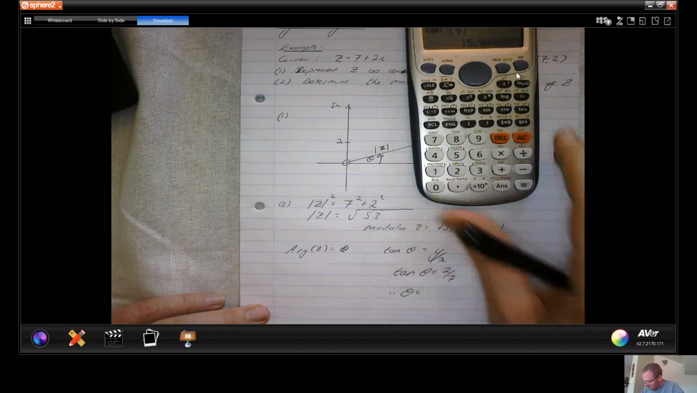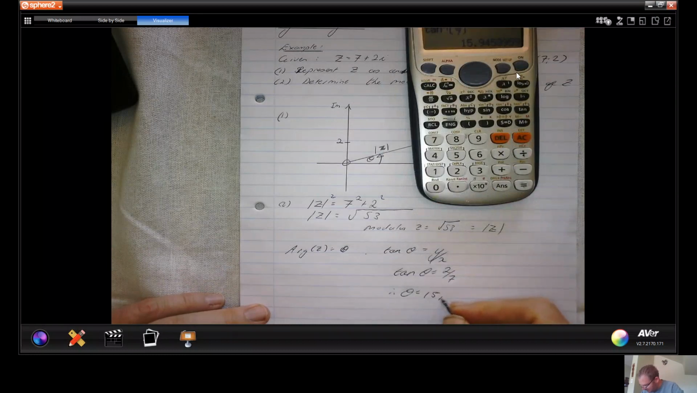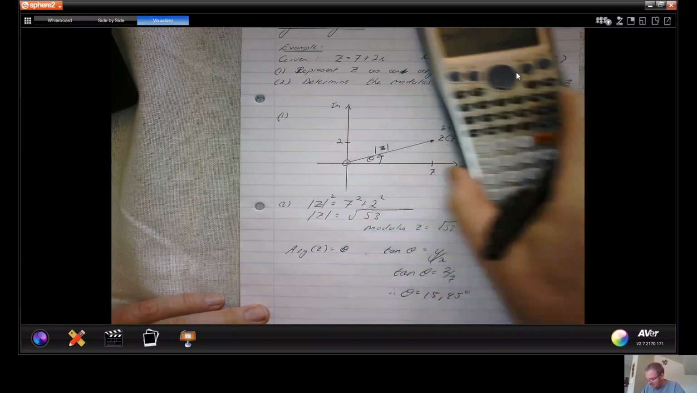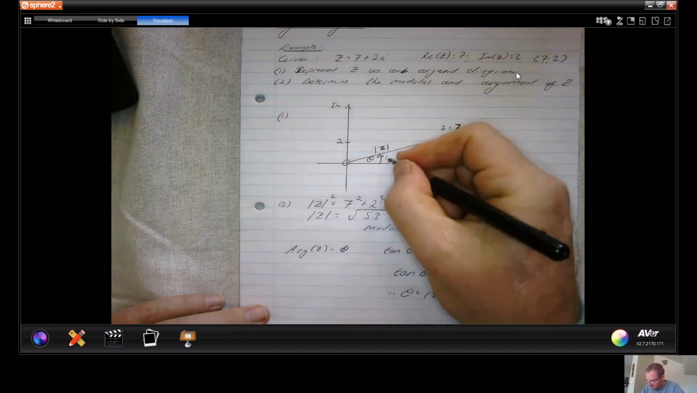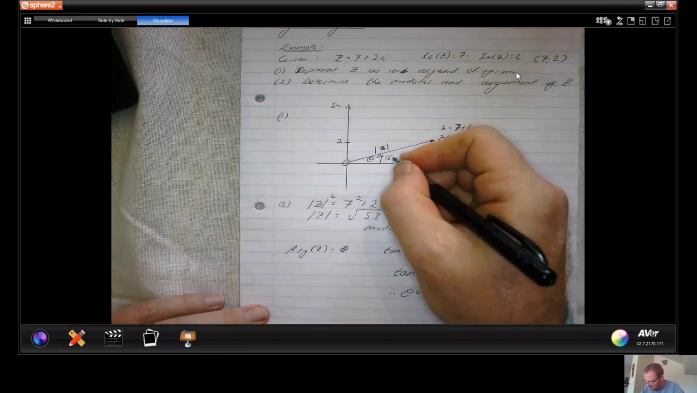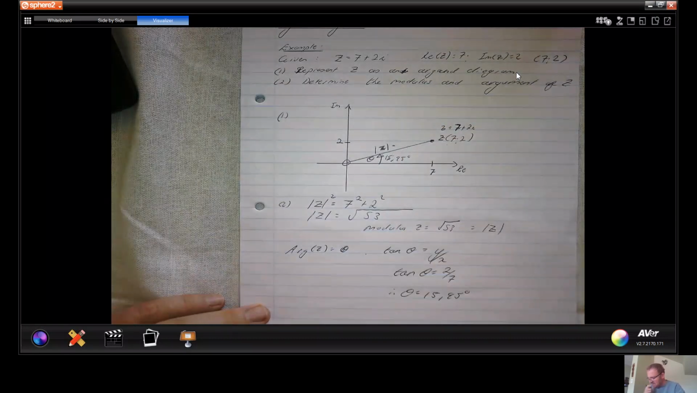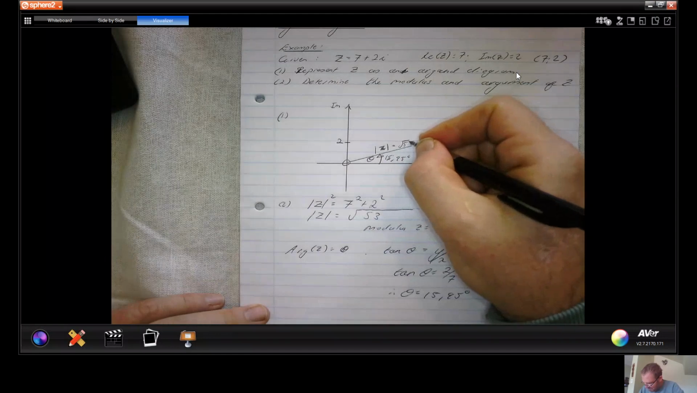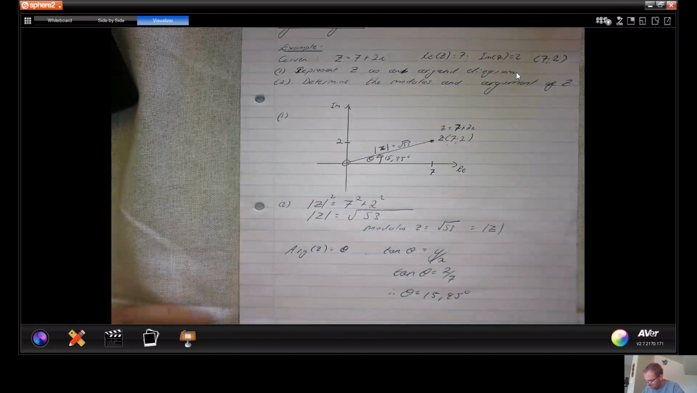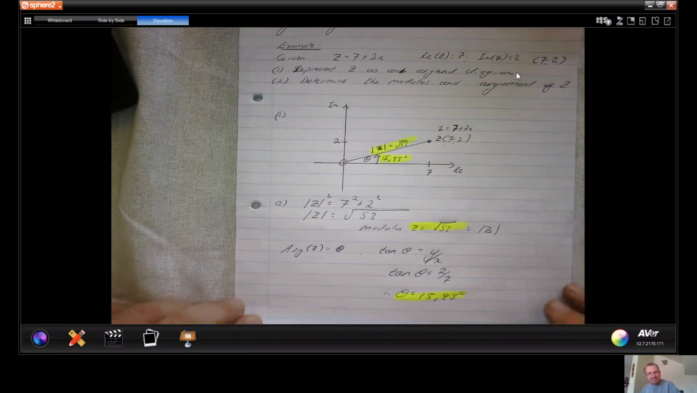Yes, you are indeed correct. Theta is 15,95 degrees. Okay, so there's your argument. Your argument is 15,95 degrees. Okay, and mod z is equal to root 53. Okay, there are your two answers. 15,95, sorry, and mod z is root 53. Okay. Righty, hope that all made sense.